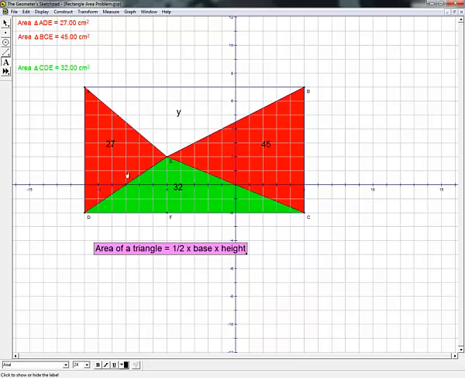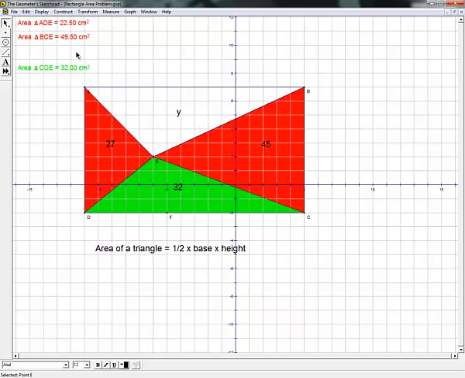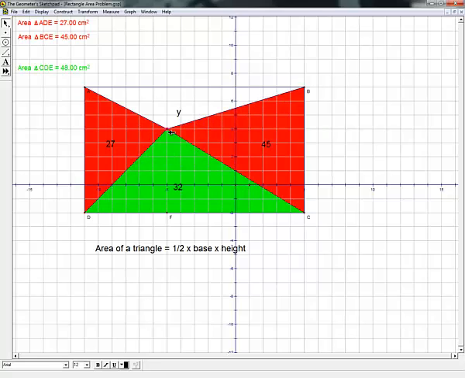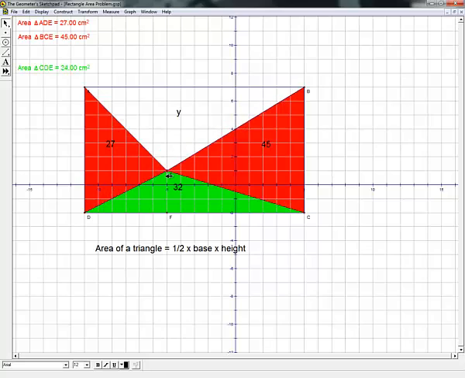Now first notice that the top left hand corner indicates the areas for the red triangles. If I were to move the point E to the left, you can see that the red areas have now changed. Let me move that back. However, if I were to move point E vertically upwards or vertically downwards, you can see that the red areas do not change.